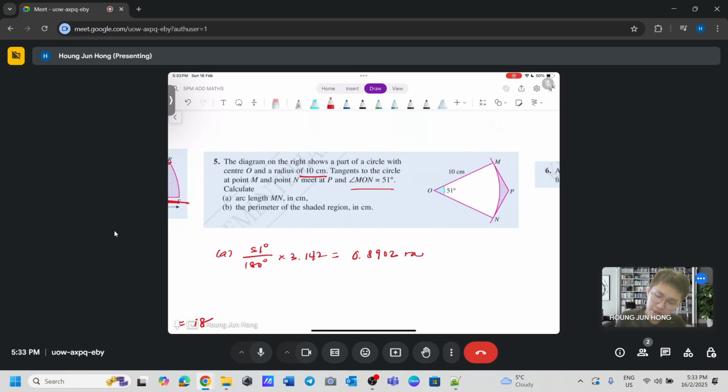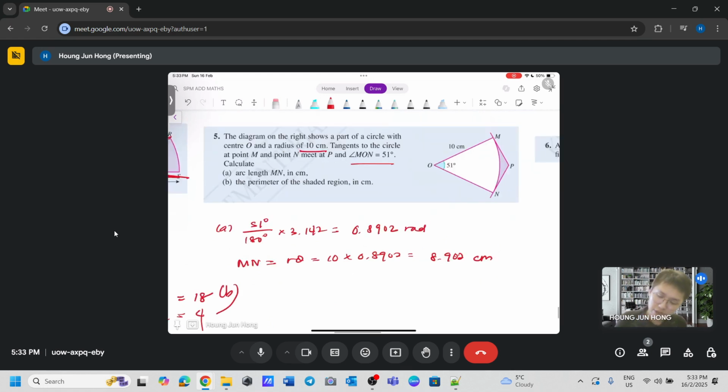.8902 radian. Then you find the arc length now. So MN should be, yes, R theta. So 10 times whatever this. So 8.902 cm. Okay, next one. The perimeter essentially should be whatever you just calculated plus this.